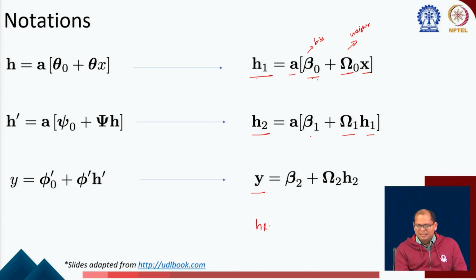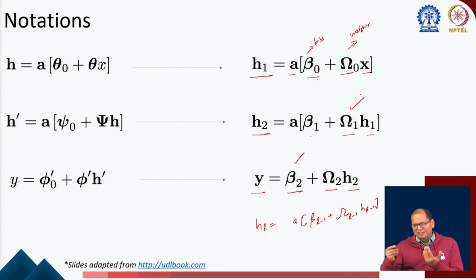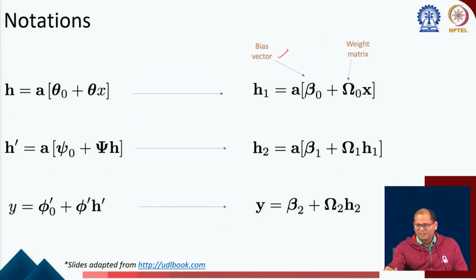You can say h l is relu over beta l minus 1 plus omega l minus 1 h l minus 1, right, for any nth layer. Finally, the output will be again the bias that you need for that plus omega 2 h2, because you only had omega 1 before. Right. So, this is how you can denote in a much more simple manner than inventing new set of parameter notations for every layer. Okay. So, bias vector and weight matrix is what is needed for going from one layer to another layer.